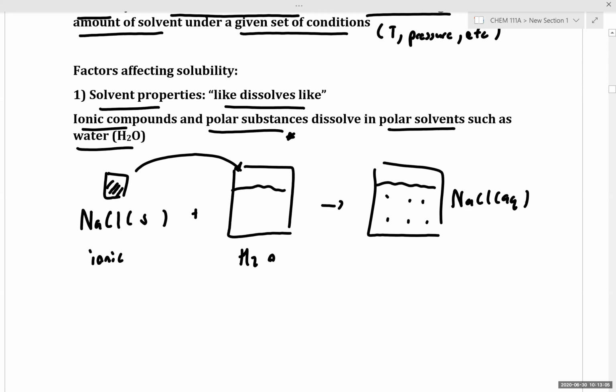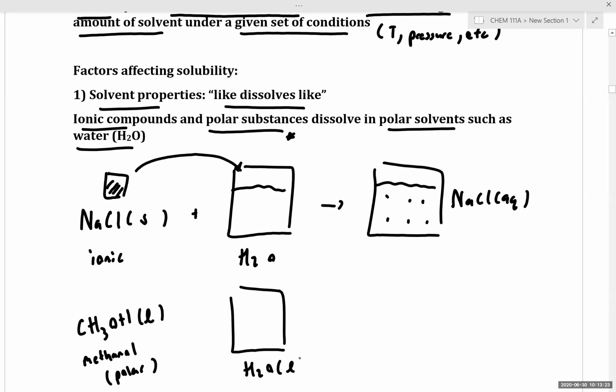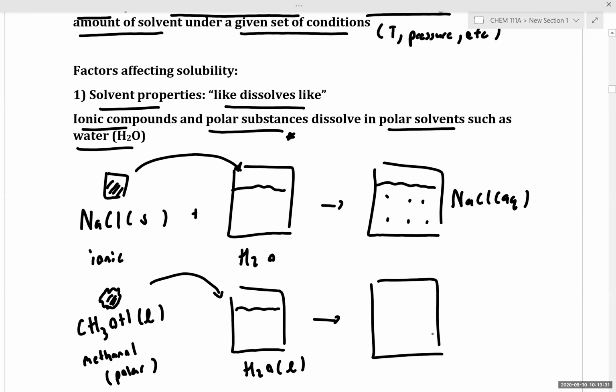Likewise, if we take a polar molecule such as methanol, and we try to dissolve it in water, we will, in fact, generate a nice, clear, homogeneous solution of aqueous methanol. Like dissolves like. Polar dissolves polar.